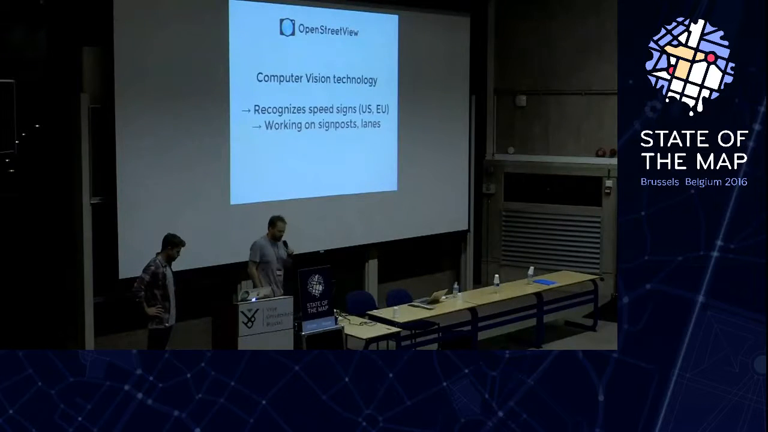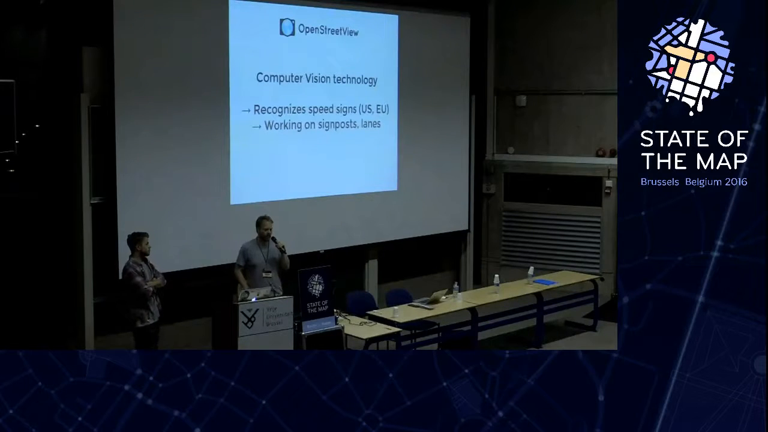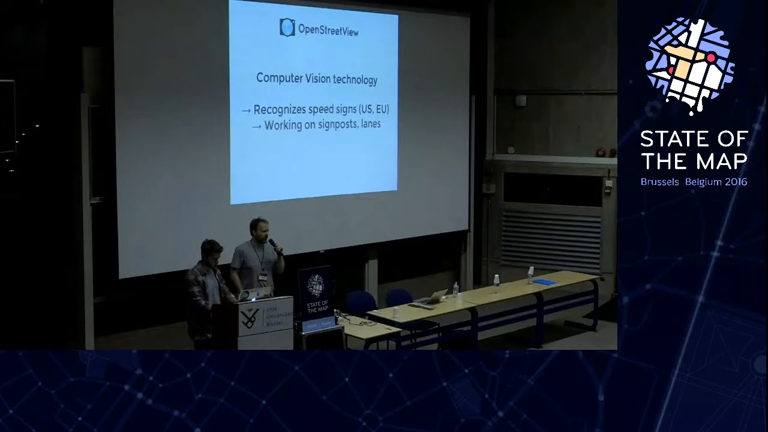But yeah, we've spent quite a bit of time on computer vision and detecting signs. This is still very much a work in progress, and we're continuing to work on this. Right now we have speed sign detection for the US and the EU. That's fully working. The next step, and I think it's a pretty big one, would be to work on the signposts, the big overhead things on freeways, not only detecting them, but in the end also interpreting what they say.